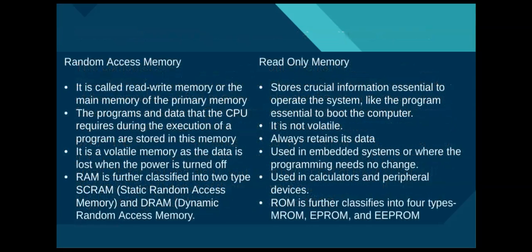Random access memory is called read-write memory, or the main memory of the primary memory. The programs and data that the CPU requires during the execution of a program are stored in this memory. It is a volatile memory, as the data is lost when the power is turned off. RAM is further classified into two types: SRAM, or static random access memory, and DRAM, or dynamic random access memory.